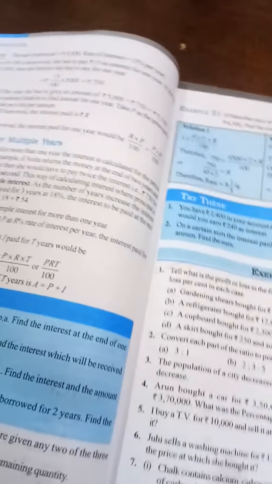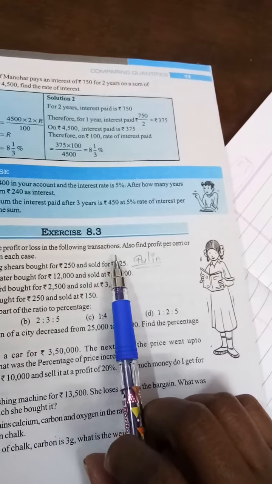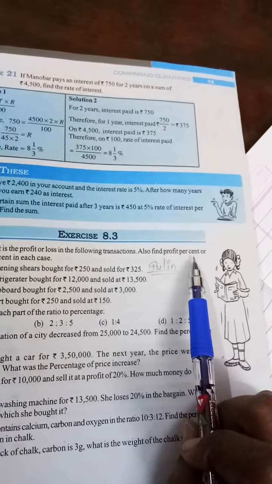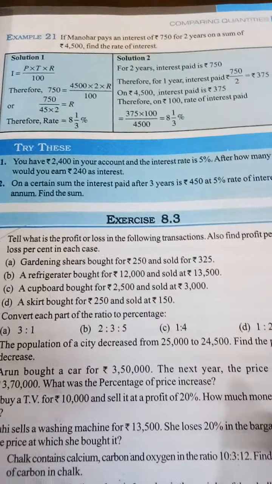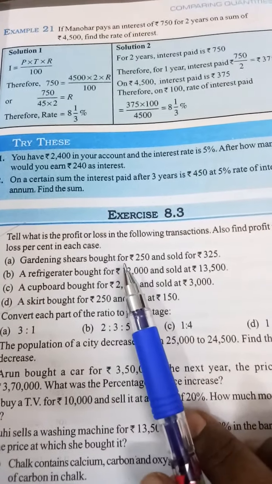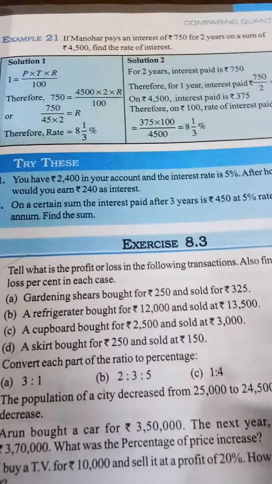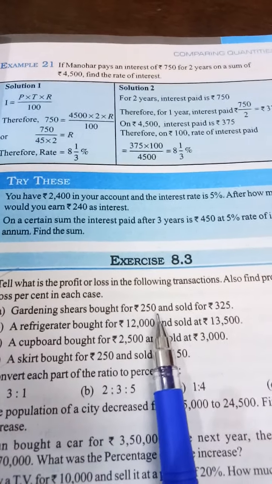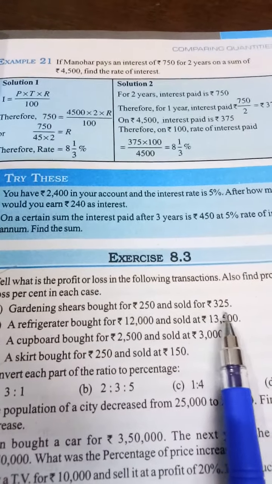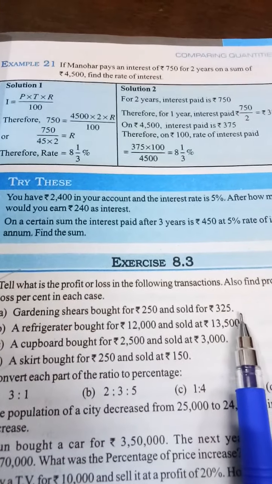Here you can see the first problem. Tell what is the profit or loss in the following transactions. Also, find profit percent or loss percent in each case. First of all, you should find it. Look at this. The first one: gardening shears bought for 250 rupees and sold for 325 rupees.